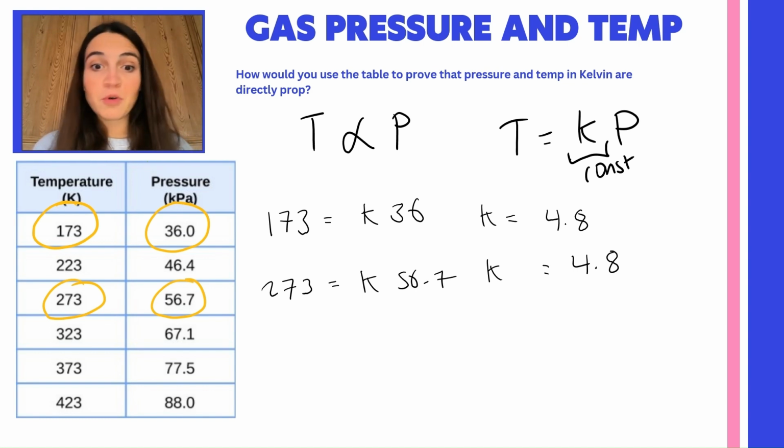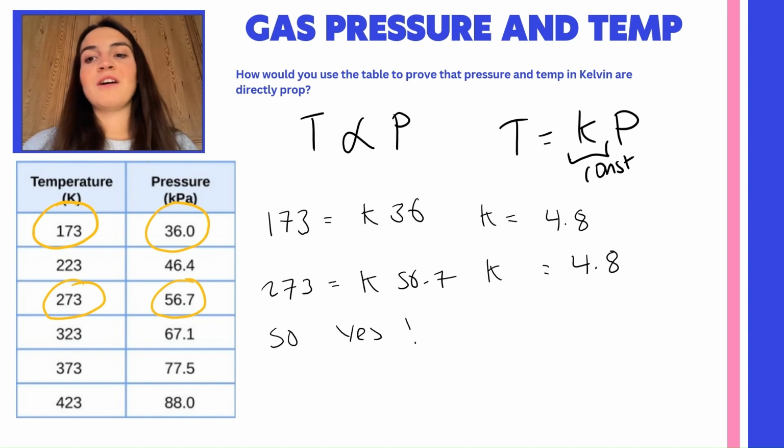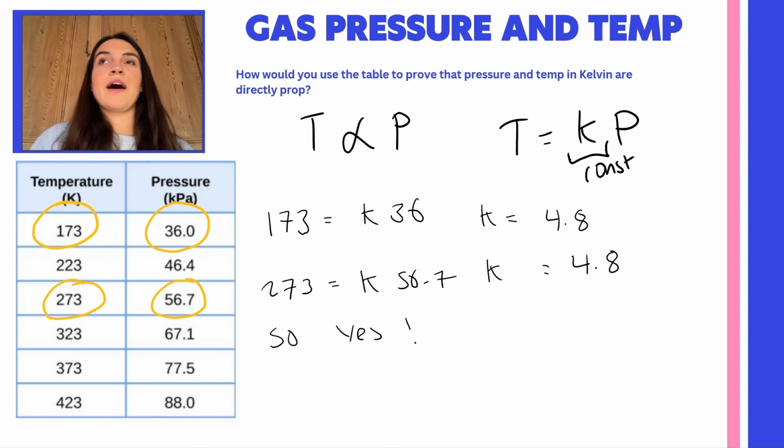So I could do it a few more times, and every single row that I take, I'm expecting this constant K to be 4.8. And that tells me, yes, since this constant K is a constant, these two things are directly proportional. So that's quite a maths heavy way to prove these are directly proportional.